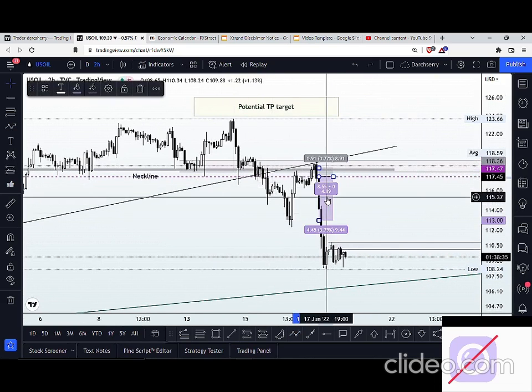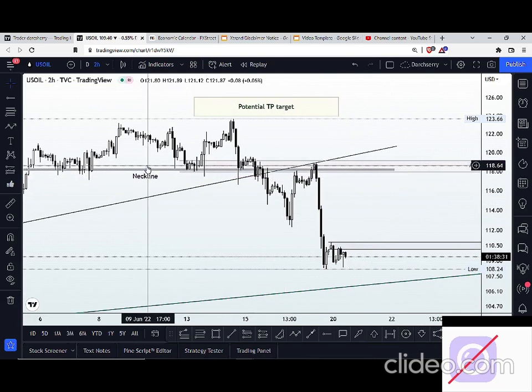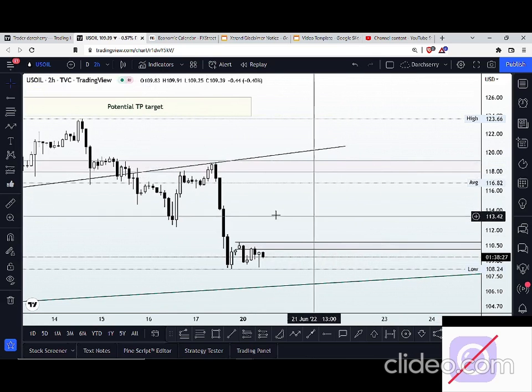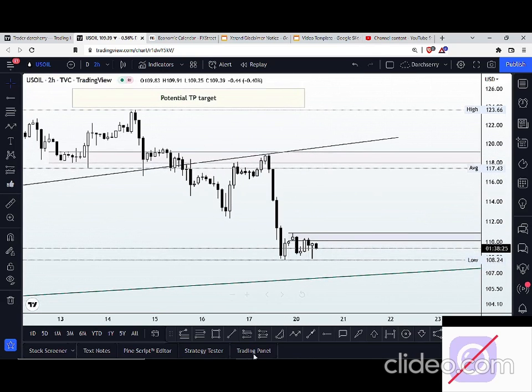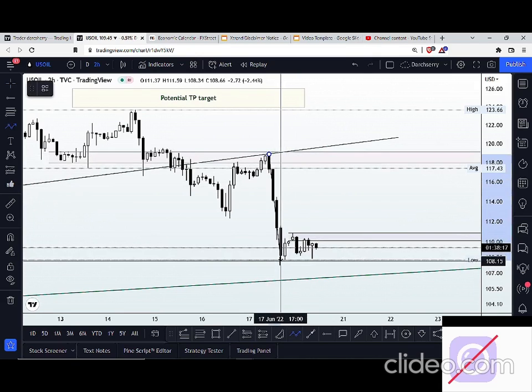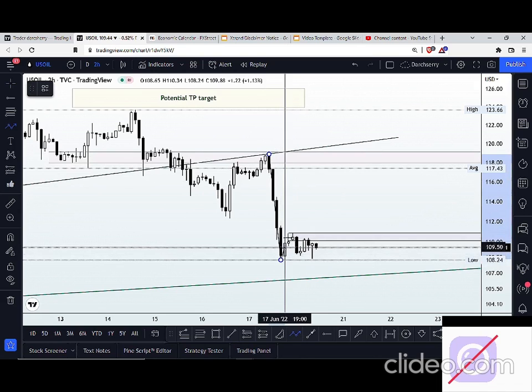So we want to delete this as this is no longer relevant at this point. We delete this and this, and we have a scenario like this. So following the bearish impulse like we saw here during the later part of last week, we saw price come down into $108, and since that point we've been seeing a consolidation phase around this area.